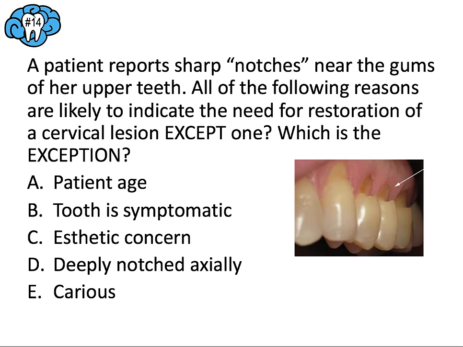So for question number 14, a patient reports sharp notches near the gums of her upper teeth, and we have a picture to show that. All the following reasons are likely to indicate the need for restoration of a cervical lesion except one, and which one is the exception? So go ahead, think through this question, and then we'll talk about the answer.